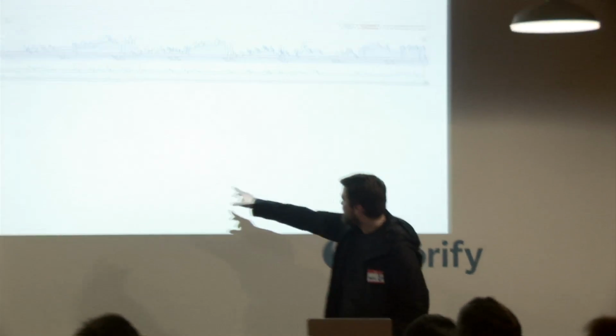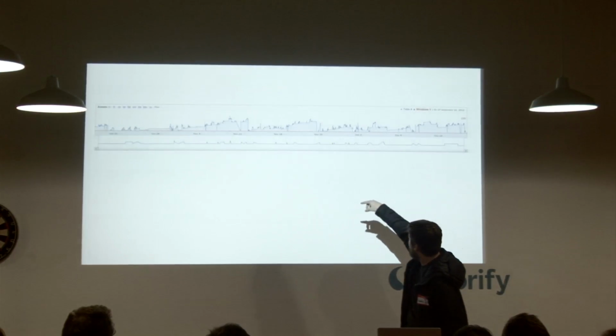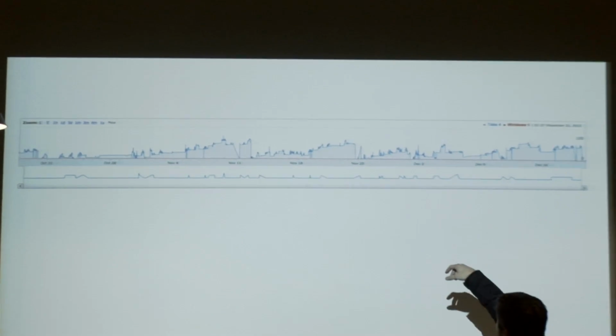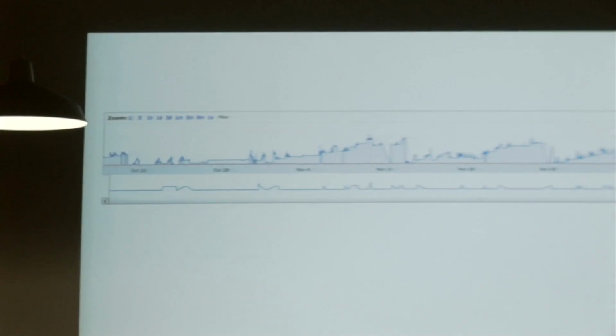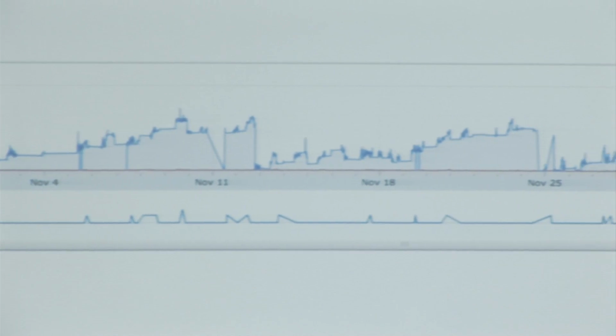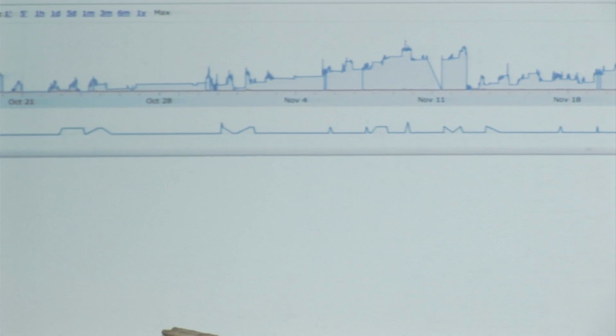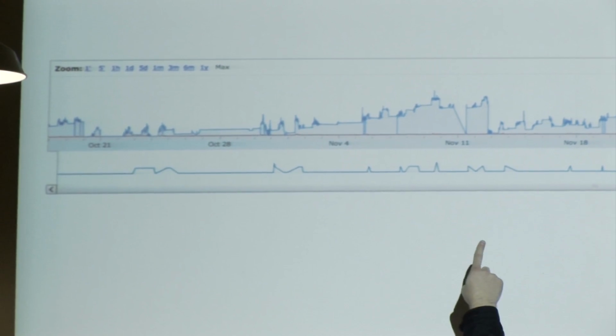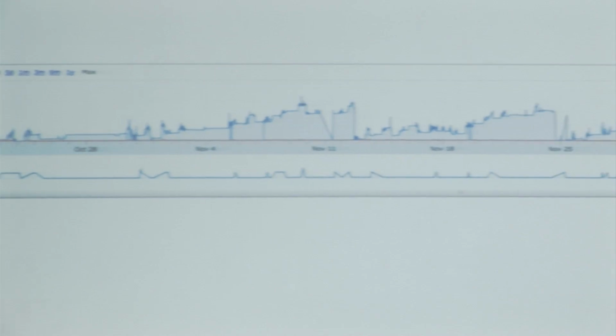So this, you can see, is the number of open tabs I have over the course of this month. And the red, the tiny line, is the number of windows, which isn't very useful for me. You can see, this is October 21st to November 11th. There are these trends, right? It goes up, and then it crashes. And I've called those out here.